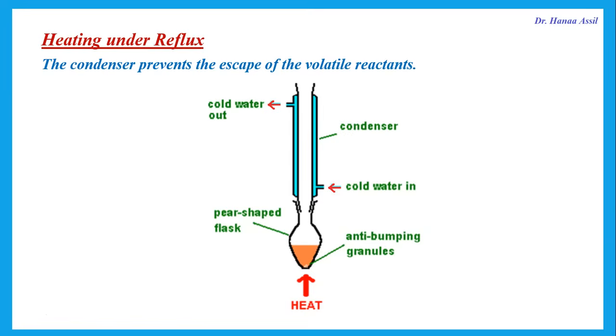If I don't heat it completely, it becomes only aldehyde. So I want to heat it strongly for a long time so that all the alcohol changes into acid, but that means the alcohol would evaporate. The alcohols are very volatile, so I need to put the condenser in this position so that any reactant that evaporates is cooled and goes back down into the pear-shaped flask. So this is heating under reflux, when we're heating something that's volatile and we need to heat it strongly.